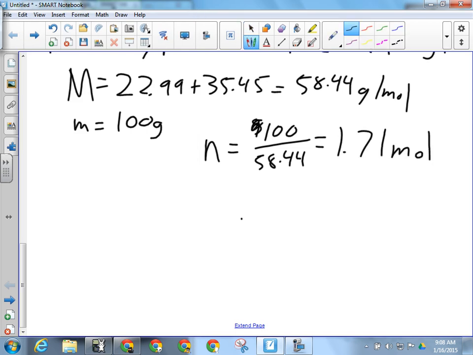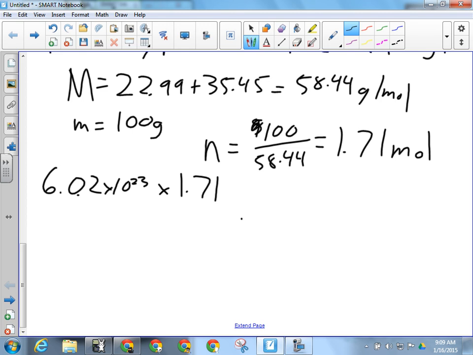All right, here's where Avogadro's number comes in. Avogadro's number, which is 6.02 times 10 to the 23, is the number of particles in 1 mole. So if this is how many are in 1 mole, and I have this many moles, how will I figure out how many particles are in this many moles? Multiply or divide? Multiply. This is like there's 12 eggs in a dozen, and I have this many dozen. Number of eggs is 12 times however many dozen I have. So that's what we're doing here. 6.02 times 10 to the 23 times 1.71. And then I would have my final answer.